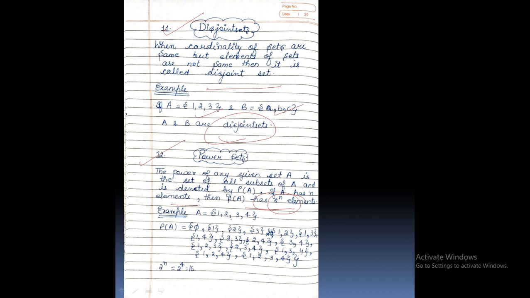For example, we are given 1, 2, 3, 4. These are the elements of set A, and the number of elements in P of A will be equal to 2 raised to power n. That means 2 raised to power 4, that is equal to 16. And we can say that we can make 16 subsets here, like 1, 2, 3, 4, then 1, 2, 1, 3, 1, 4, then 2, 3, 2, 4, then 1, 2, 1, 4, 1, 2, 3, 2, 3, 4, and like this there will be 16 subsets in the power set.